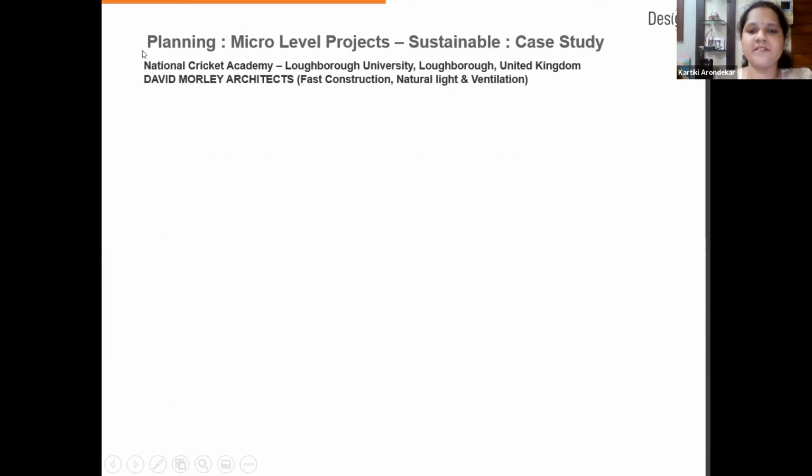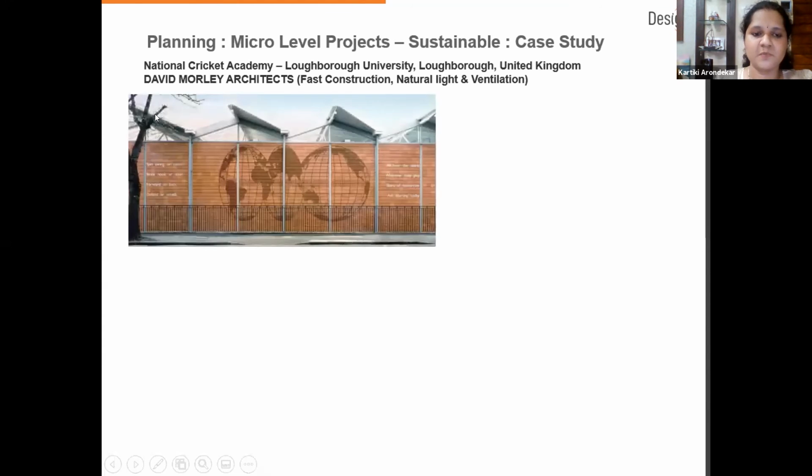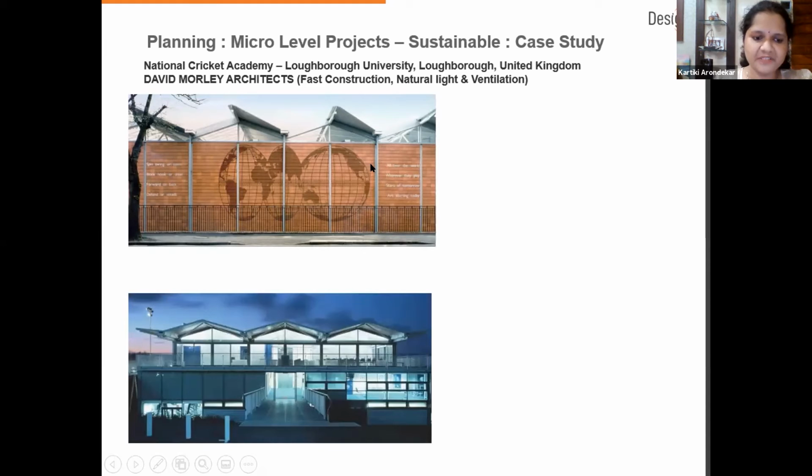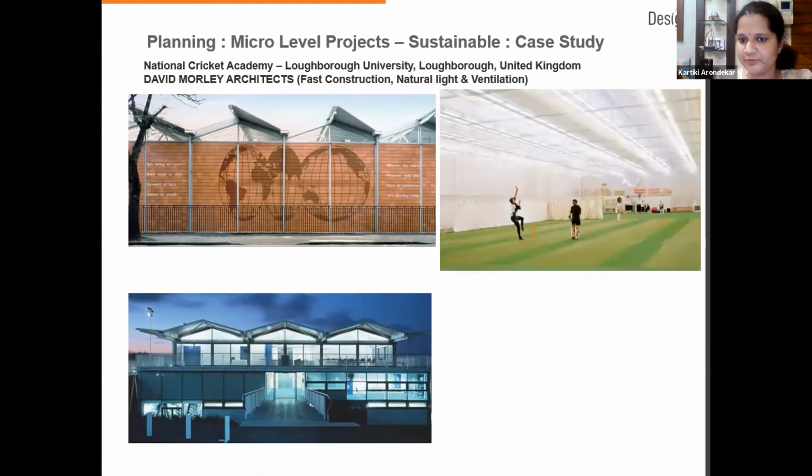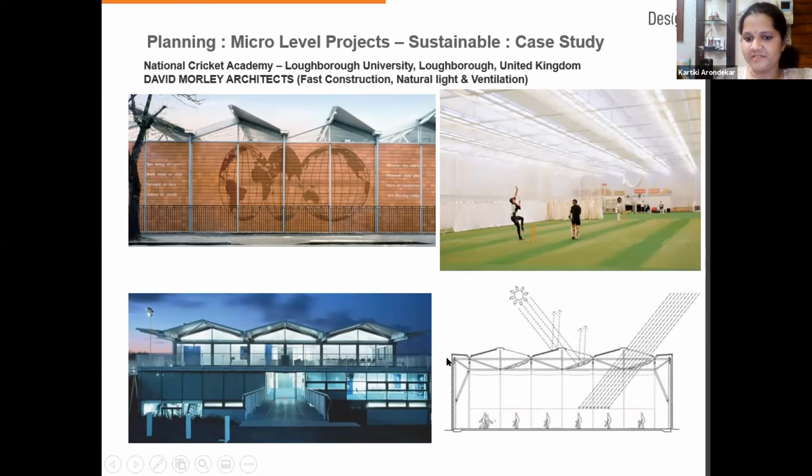So I would like to highlight these two case studies. I personally like these two projects a lot. It's the National Cricket Academy at Loughborough by David Morley Architects. It's a small indoor cricket training academy built with lightweight structure construction and within a very short period of time. So you can see the internal space has been naturally lit and ventilated, and it is self-sustainable. It was completed by them within the given budget, cost and time.